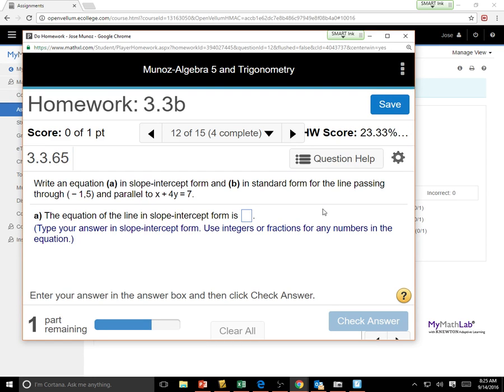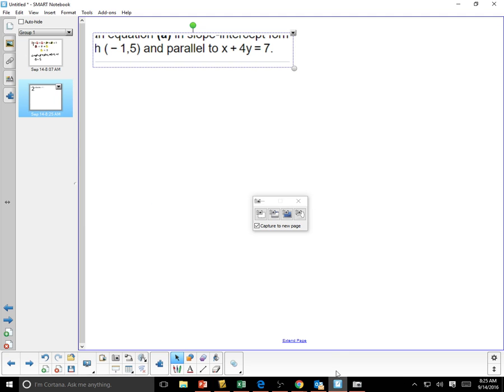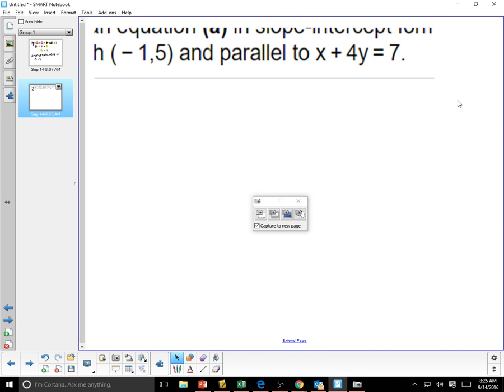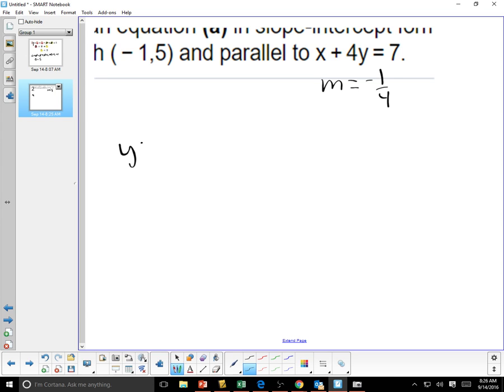Okay. Write the equation of a line in slope-intercept and standard form that passes through this point and is parallel to that. So let me snatch up what we need. I'll do it on the other screen because I get more writing space. So here we go. We want a line that is parallel to that. What is the slope of this line? Negative 1/4. Good. If I want a line that's parallel, it's going to have the same slope. So y equals negative 1/4 x plus b.